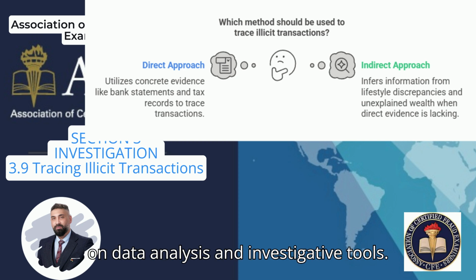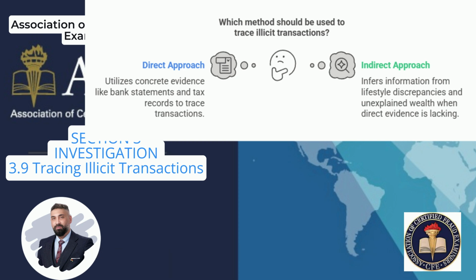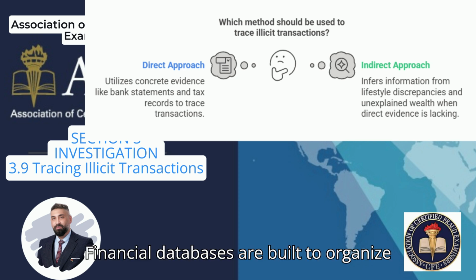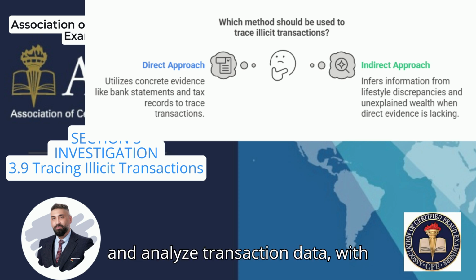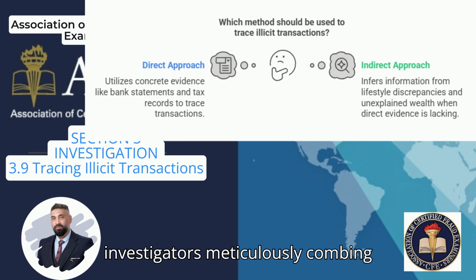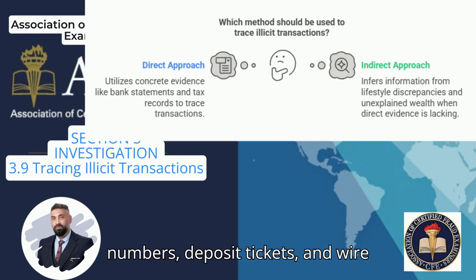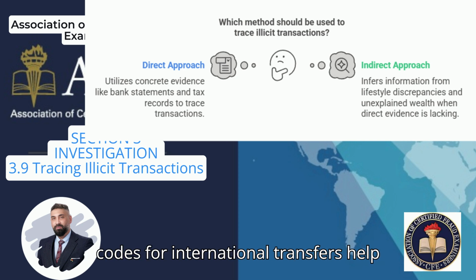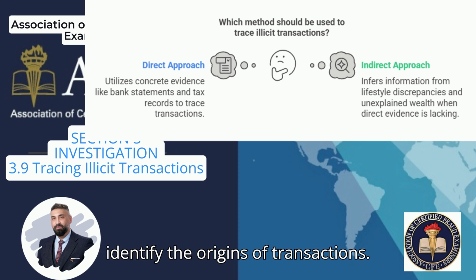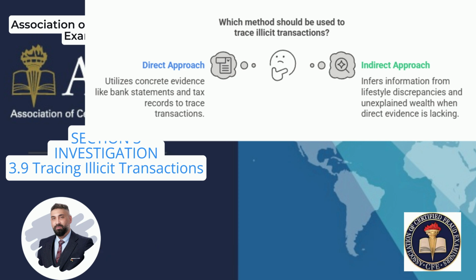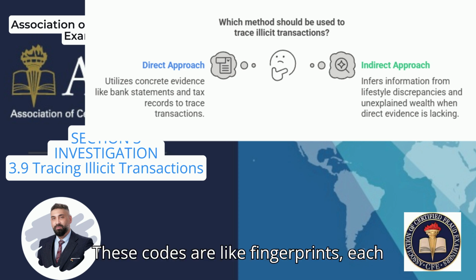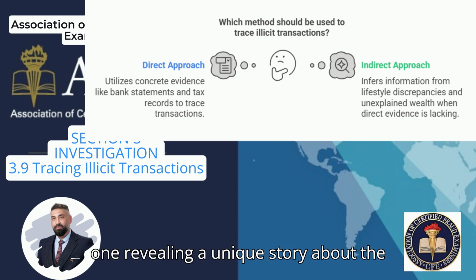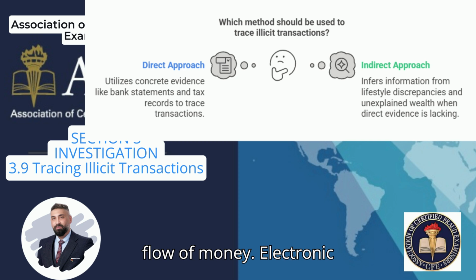Tracing relies heavily on data analysis and investigative tools. Financial databases are built to organize and analyze transaction data, with investigators meticulously combing through details like bank account numbers, deposit tickets, and wire transfers. Bank codes, such as ABA transit numbers in the US or SWIFT codes for international transfers, help identify the origins of transactions. These codes are like fingerprints, each one revealing a unique story about the flow of money.